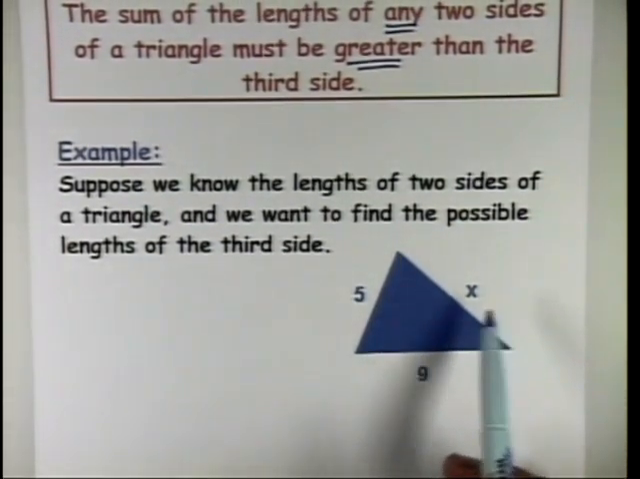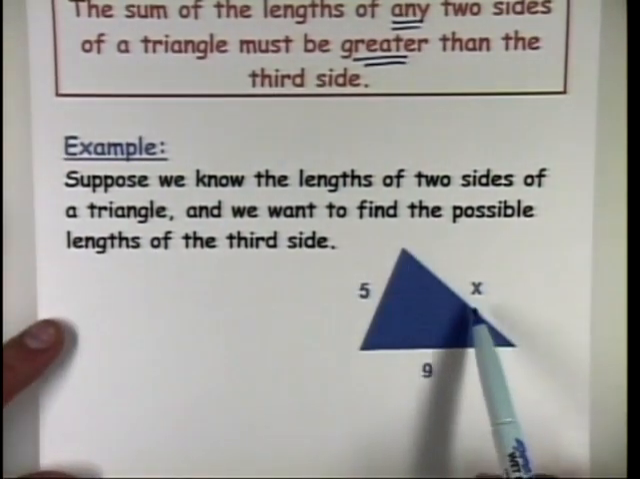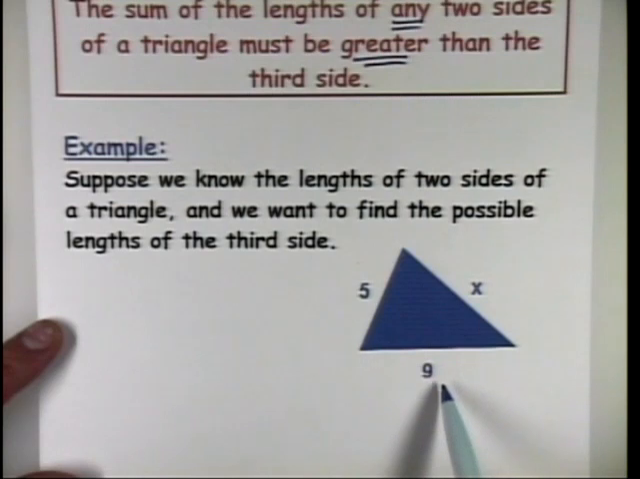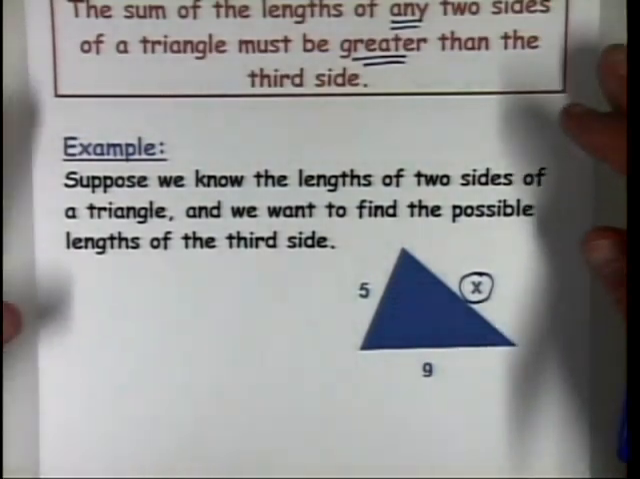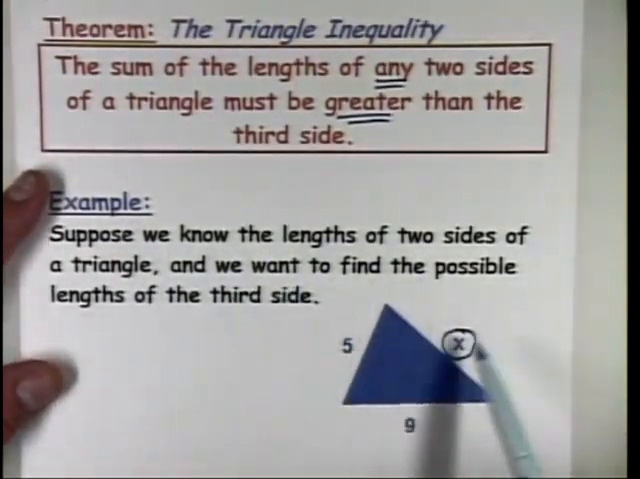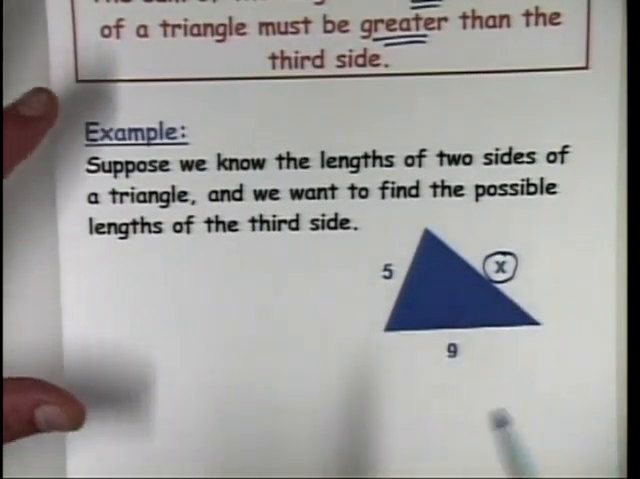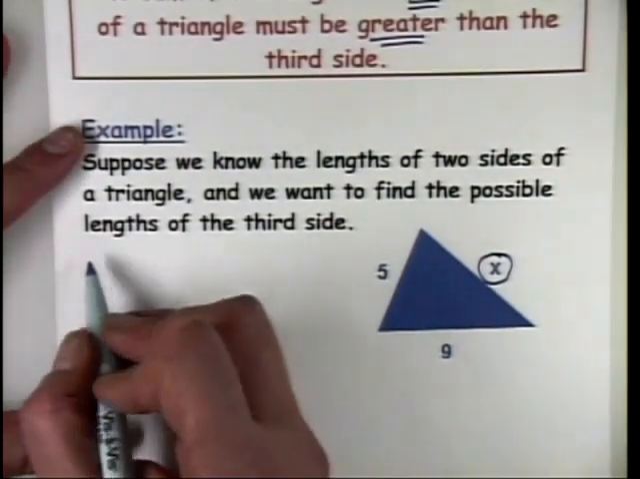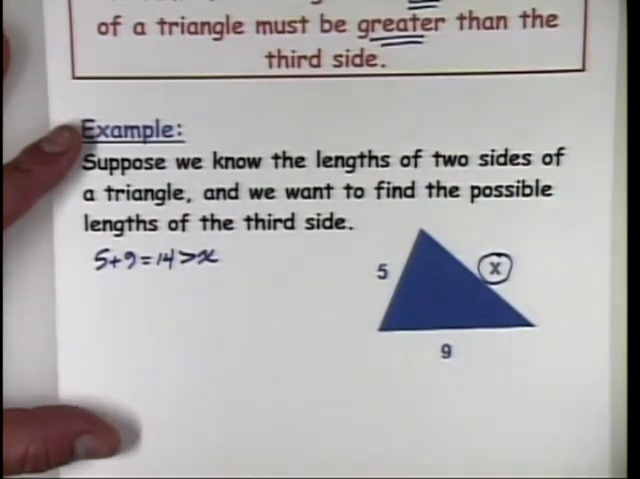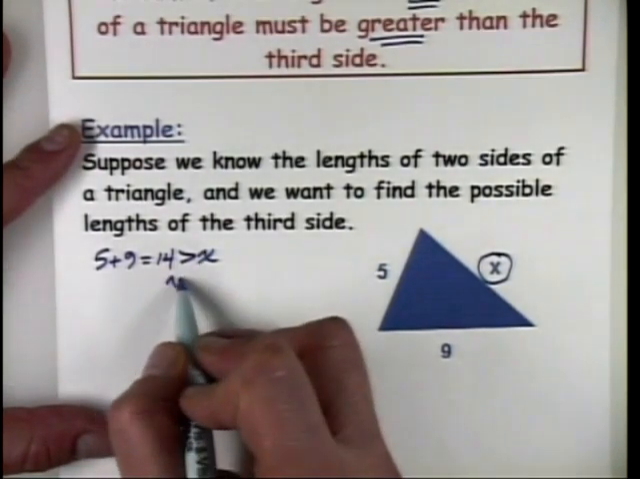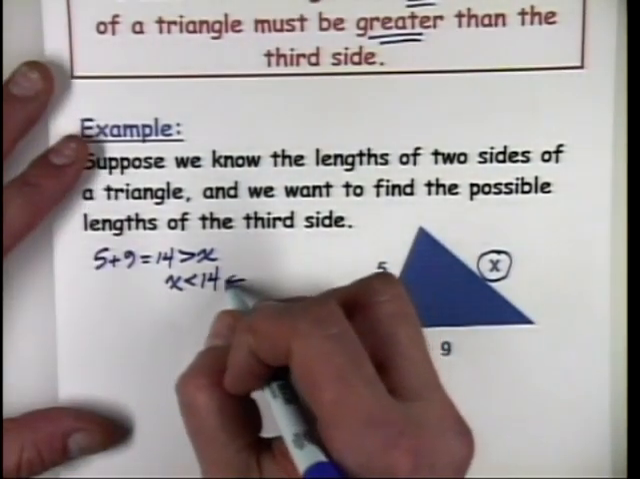Suppose we want to know the lengths of the two sides of a triangle. We want to first find the possible lengths of the third side. Okay? So this side is 5, this side is 9. We don't know what this is, and we want to figure out what possible values x could be. Well, our theorem says that if I add any two sides together, their sum must be strictly greater than the third side. So I can just start by picking the two numeric sides, 5 plus 9, which turns out to be 14. That has to be greater than x. So 14 has to be greater than x. We can flip that around and say that x then has to be less than 14. Okay, that gives us an upper bound.